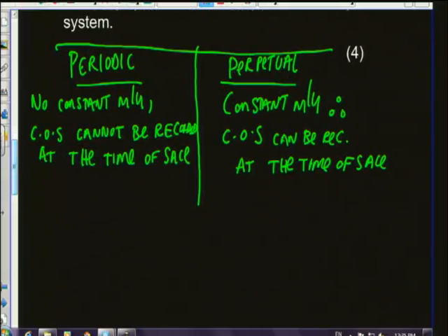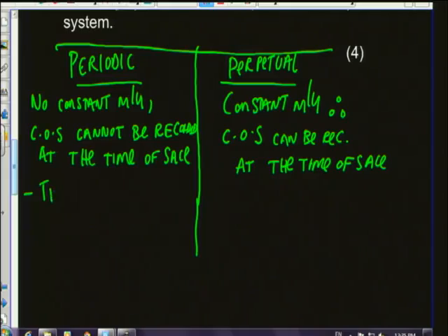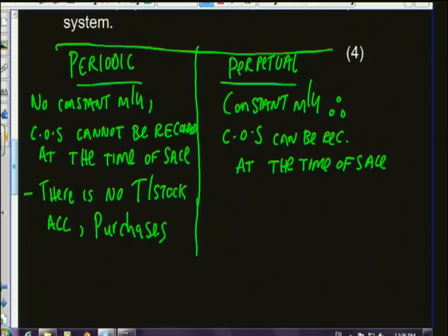Let's now look at other differences. In your periodic inventory system, remember, instead of having a trading stock account, trading stock is now replaced by an account called purchases. So another difference, there is no trading stock account, or you can also say that the trading stock account is not updated. Instead, you've got a T account for purchases. Okay, so you've got a T account called purchases, not trading stock.